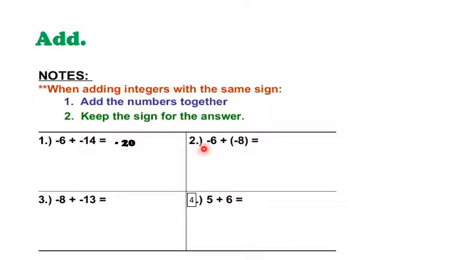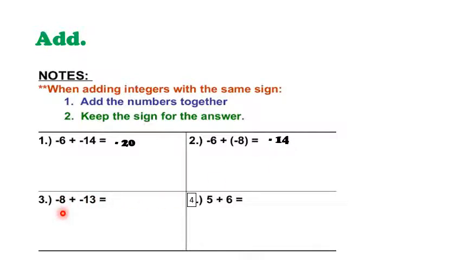Example number 2, I want to add negative 6 plus negative 8. Again, I have two integers. Both of them have a negative sign. I will add them and keep the negative sign. I will add 6 plus 8, find the sum, and keep the negative sign. So the answer will be negative 14 because 6 plus 8 equals 14, and I will write the same sign. That means I write negative. So the answer will be negative 14.